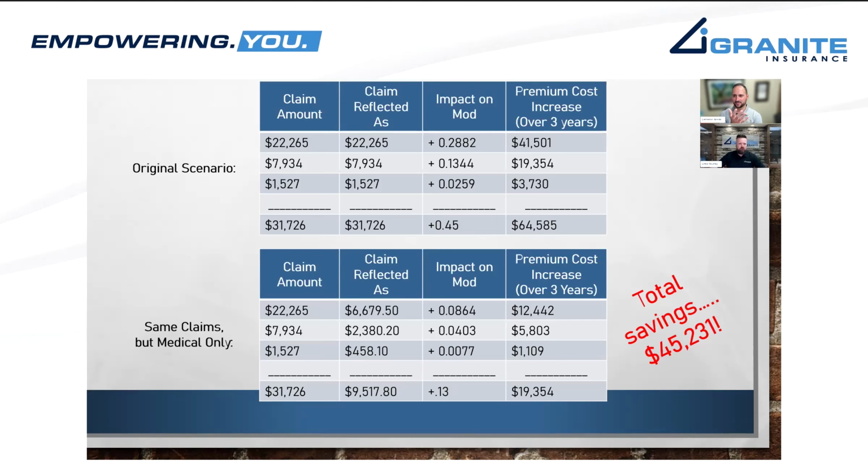Chris, the key, and guys, feel free to throw any questions in the Q&A if you have any, is that whenever someone is injured, as long as it's not a disability issue, you have the option of whether it's an indemnity claim or a medical claim. It all boils down to whether you have that return to work program or light duty program in place. We can essentially force a claim to be coded as medical only by implementing your return to work program.